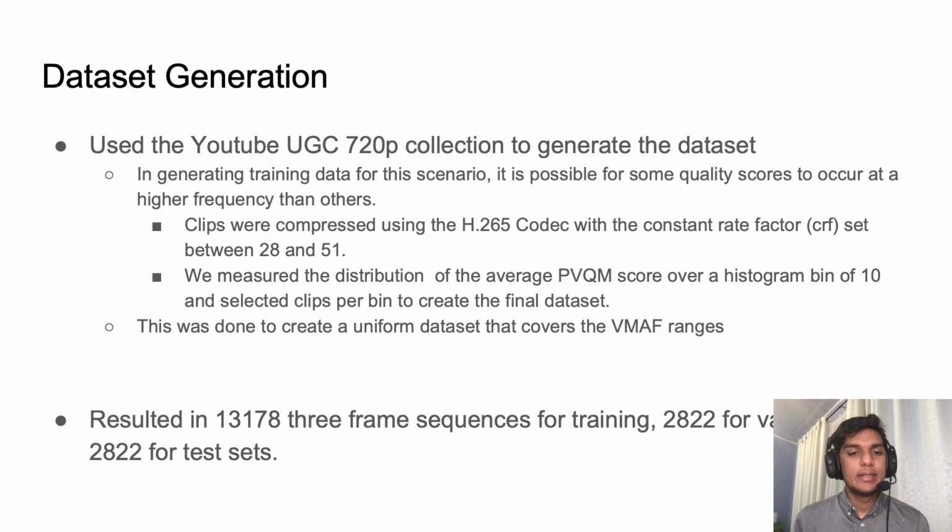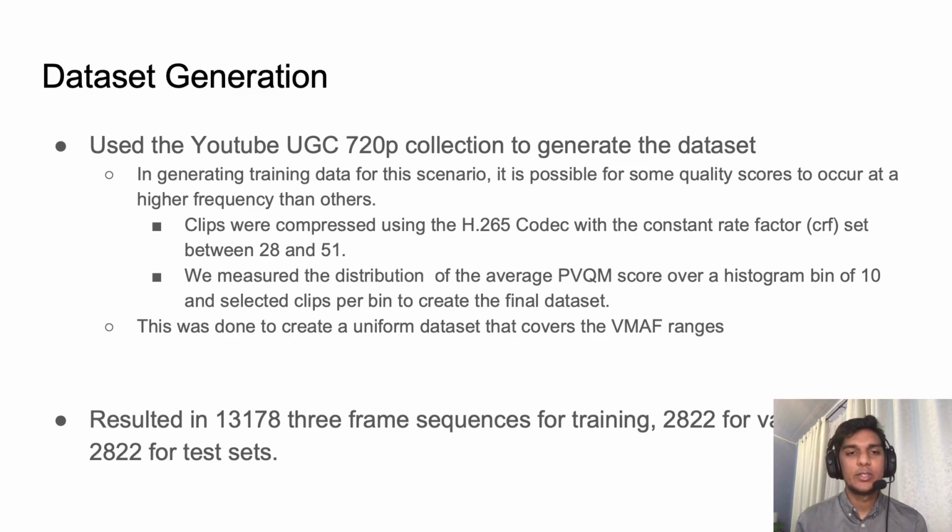To generate data to train these models, we use the YouTube UGC 720p collection. One problem that can occur when generating data in this scenario is that it's possible for some quality scores to occur at a higher frequency than others. To overcome this, we compress clips using the H.265 codec with a CRF between 28 and 51.